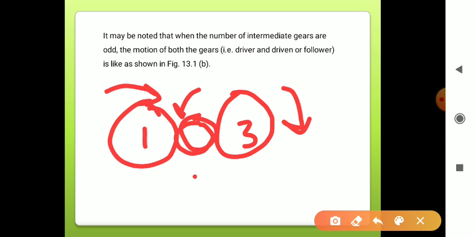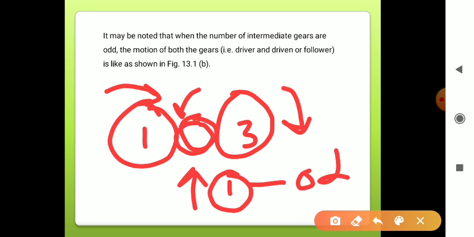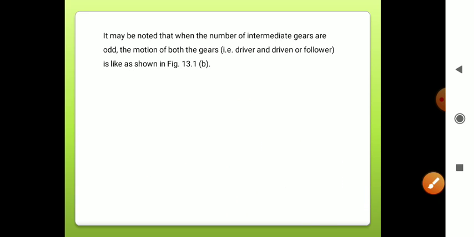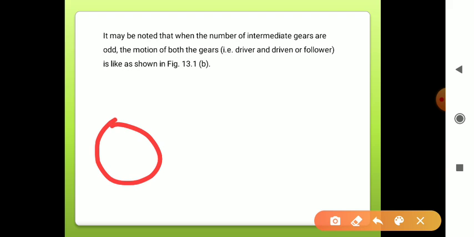Here there is one intermediate gear, which is an odd number. So if we use an odd number of intermediate gears, then the sense of rotation of gear 1 and gear 3, that is the driver gear and driven gear, will be the same. Suppose this is gear number 1. This rotates in clockwise direction. This is gear number 2.